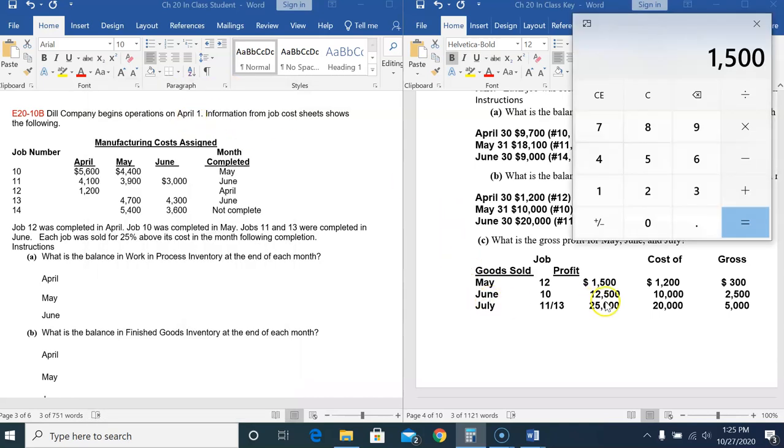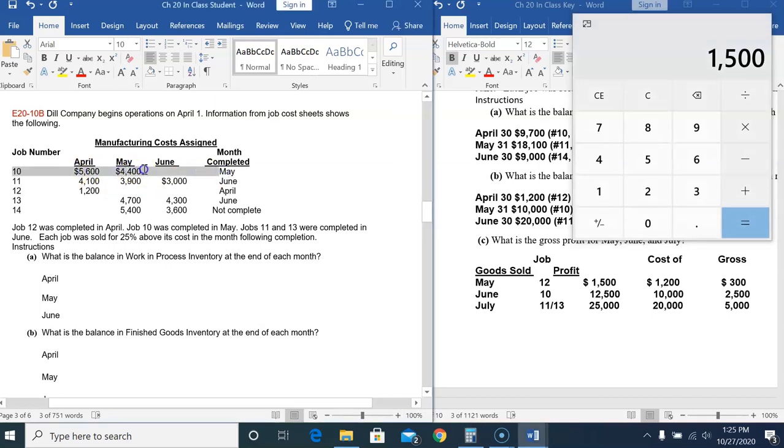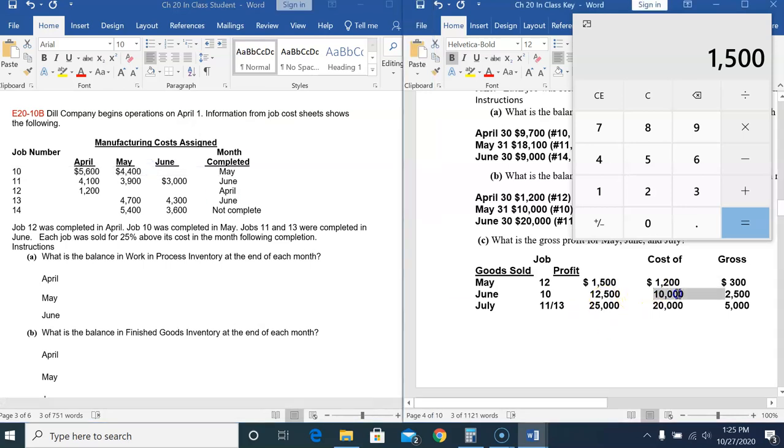During June, we would have sold jobs completed in May. In May, we completed 1 job. It cost us $10,000. If we sold it for 25% more, we would have sold it for 125% of its cost. We would have sold it for $12,500, giving us a gross profit of $2,500.